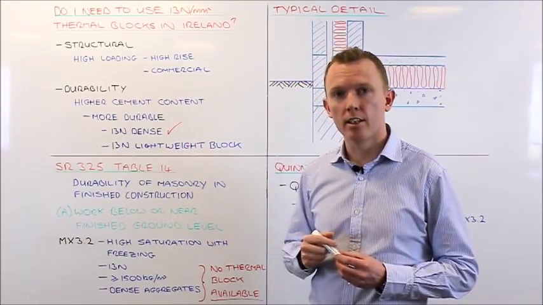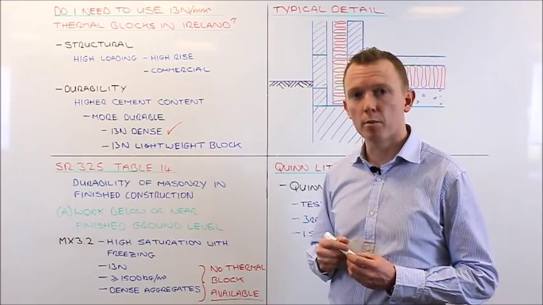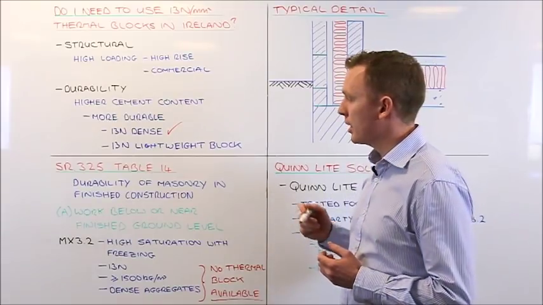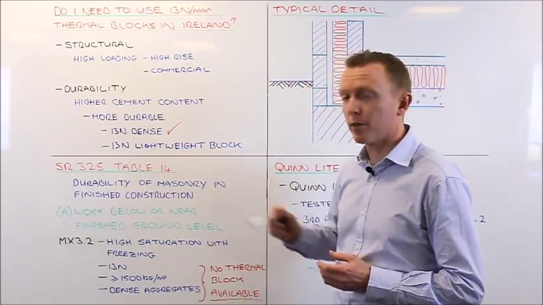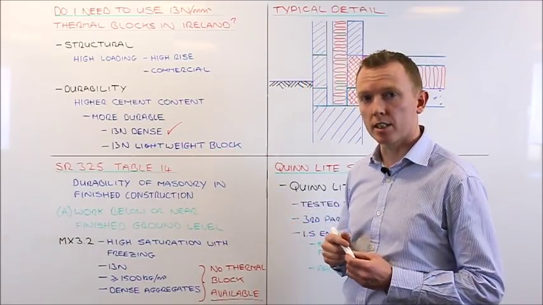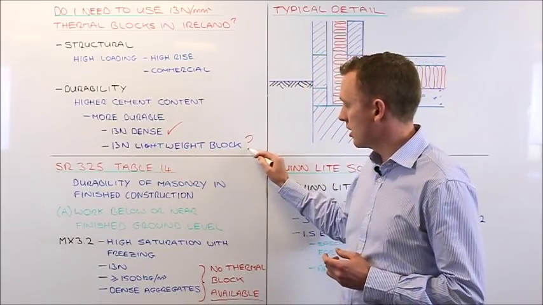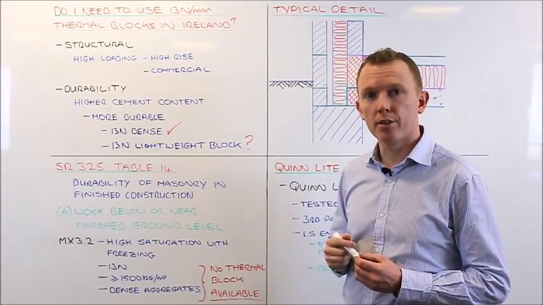So if you need to use a block with higher durability in certain locations, then a 13 Newton dense block is fine. However, if we're looking at thermal blocks, we need to give more consideration to whether a 13 Newton lightweight block is adequate in certain situations. So we're going to look at that now.